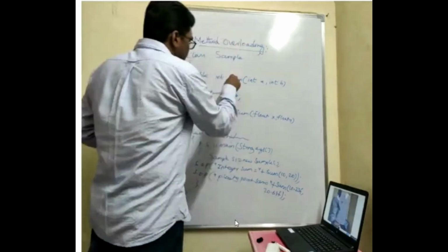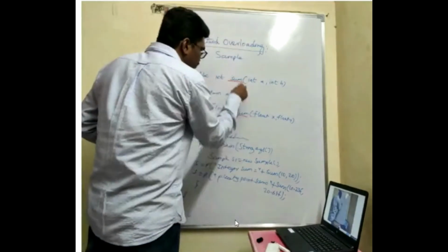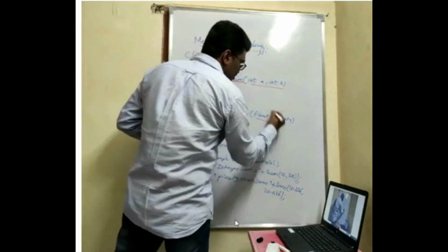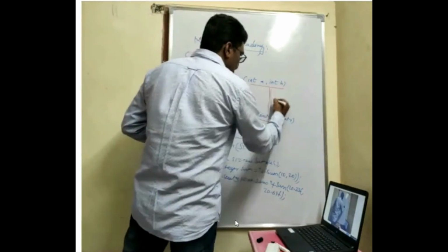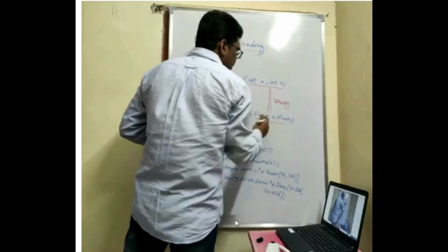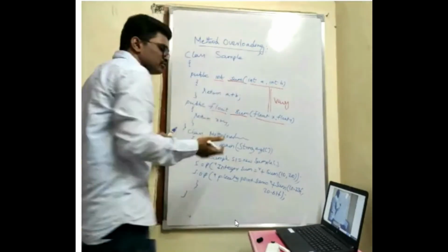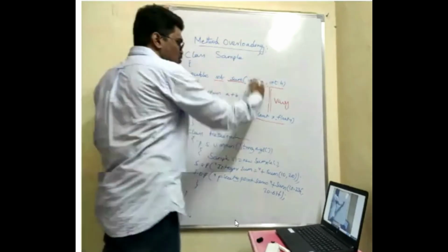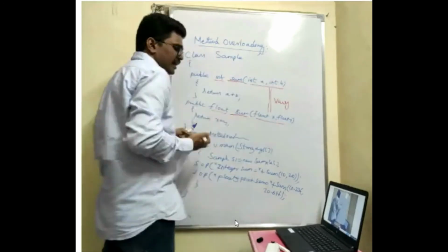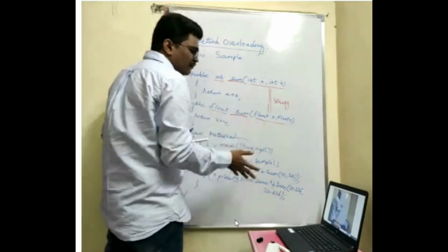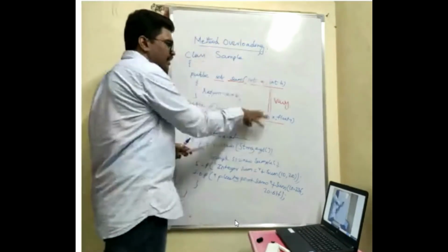See here, the function name is the same, sum. Here the parameters are integer, here the parameters are float. So this one is going to vary. This has to vary compulsorily, either in the sequence, in the type, or in the number of parameters. In these three things, the parameters have to change.